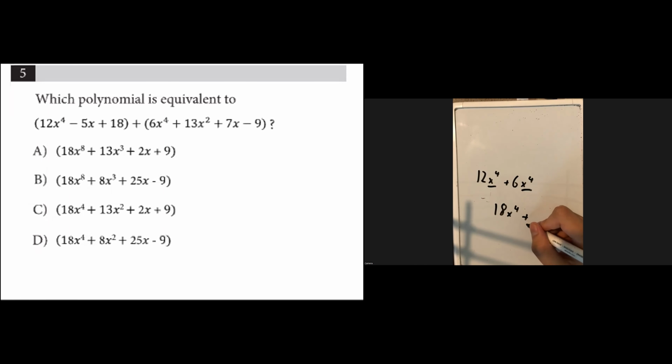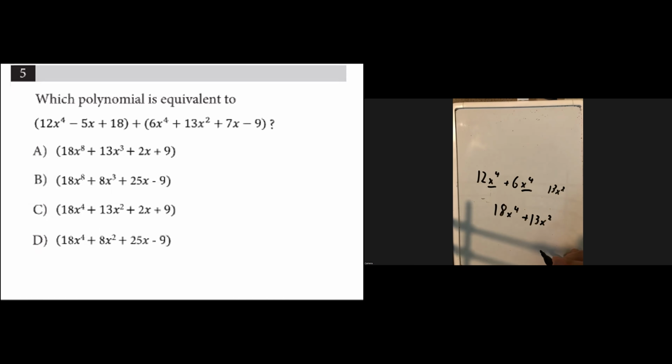plus. And then how many x squared do we have? We only have one x squared, which is on the right polynomial, which is the 13x squared. And there's none on the left polynomial, so this would just be plus 13x squared.